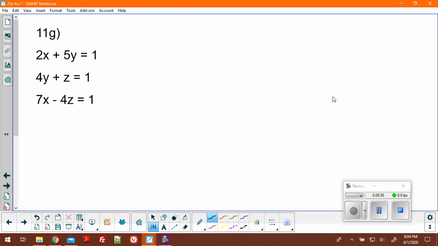Okay, 11G. This one probably seems a little bit weird because I appear to be missing variables here. I don't have a Z here, I don't have an X here, I don't have a Y there. But we'll try to take the same approach. I'd like to get a pair of equations that don't have X. Well, I do have one already. Equation 2 already doesn't have an X.